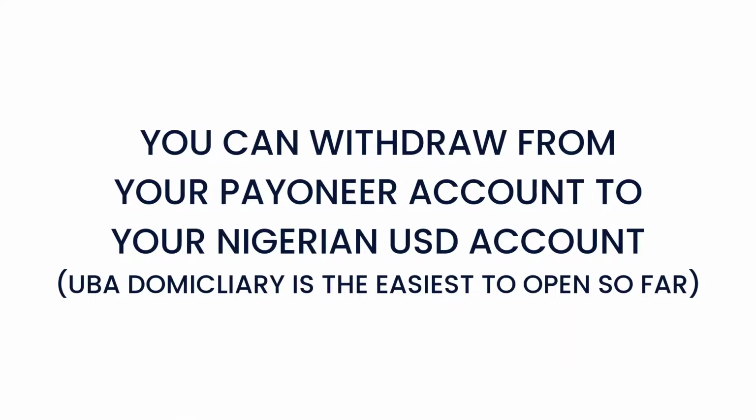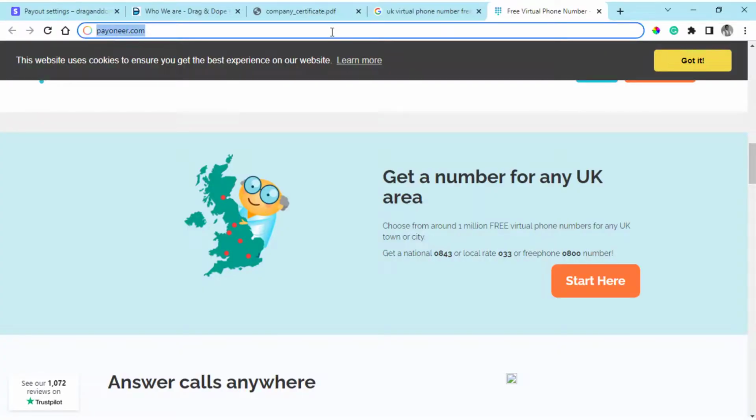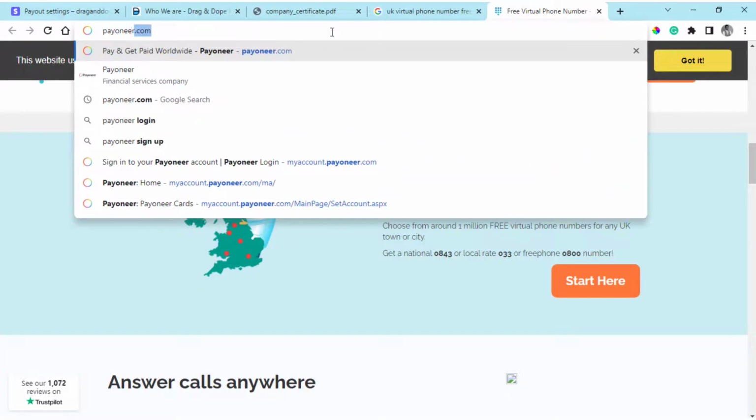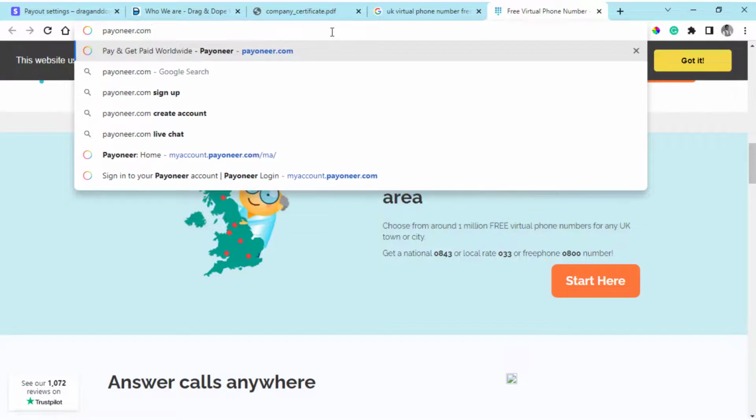account. But of course, if you have a domiciliary account, you can route it from your Payoneer account into your USD or pounds or euro account. So it is up to you. But as last time I checked, there is no way for you to get it directly into your Nigerian bank from Stripe. You have to go through Payoneer, and from Payoneer to your bank account.